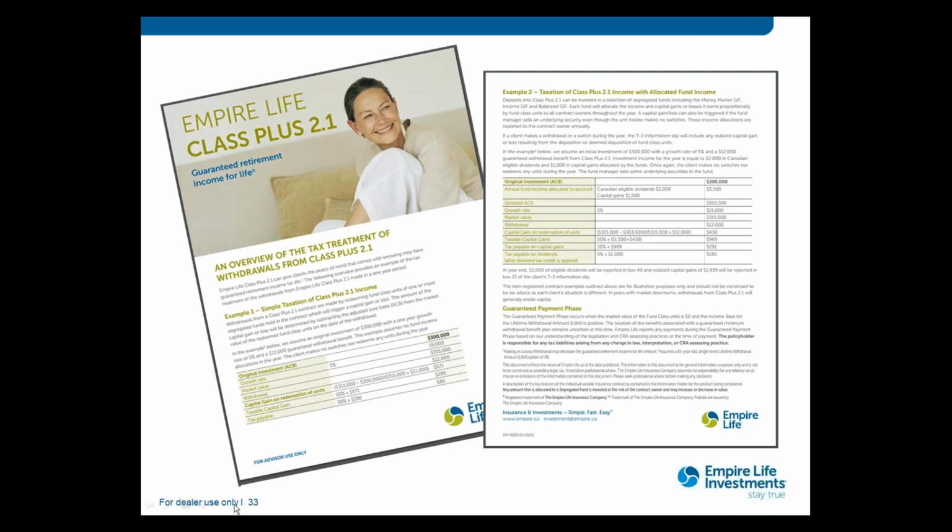So Jeff had asked earlier, based on a question that came out in one of the lines, do we have an overview of the tax treatment of withdrawals that came out of our guaranteed withdrawal benefit plan? Here's an image of what that actually looks like. Again, go to the advisor section of the website. Look up Class Plus 2.1 and look at the tax treatment of withdrawals from a Class Plus 2.1, and you'll get those 3 examples I just talked about.